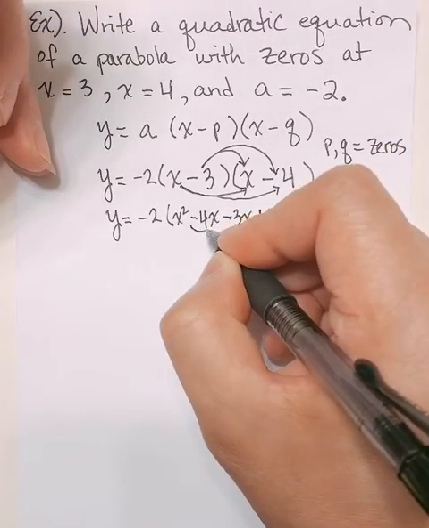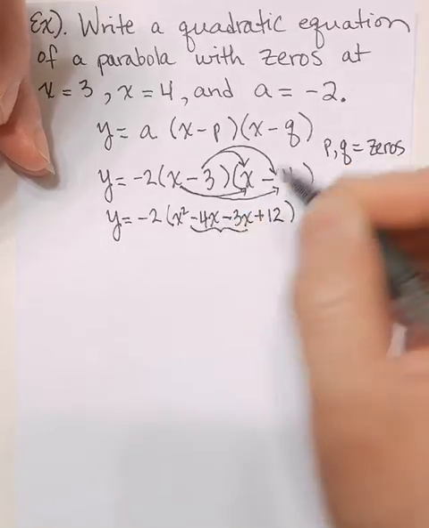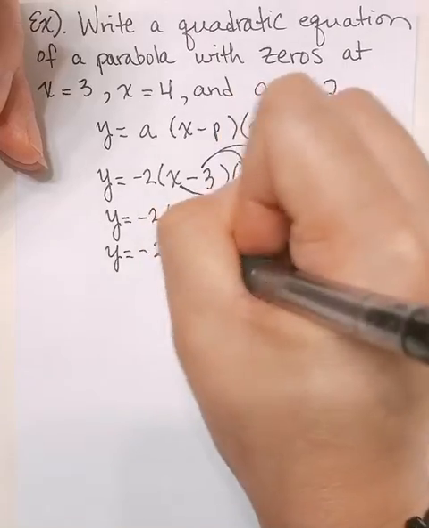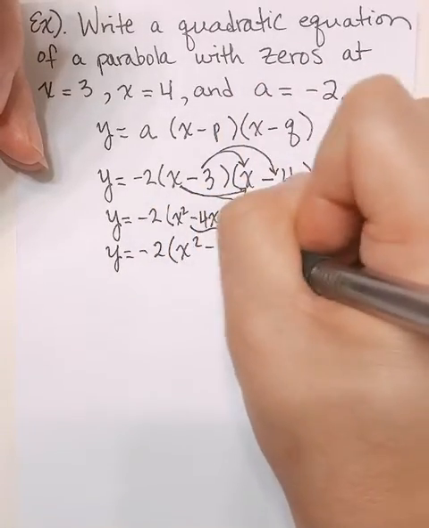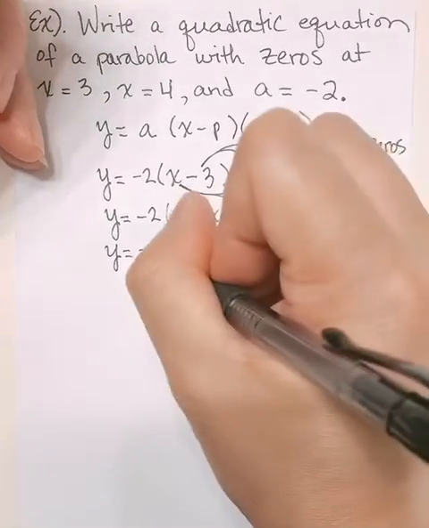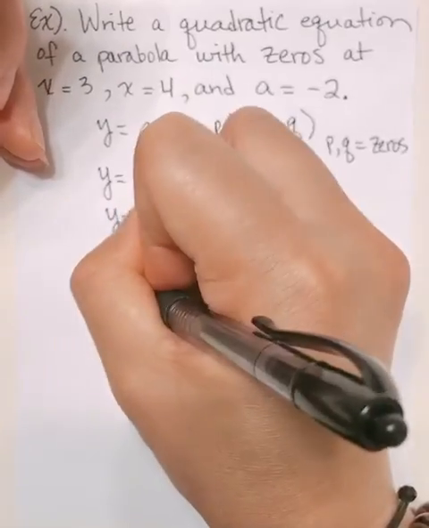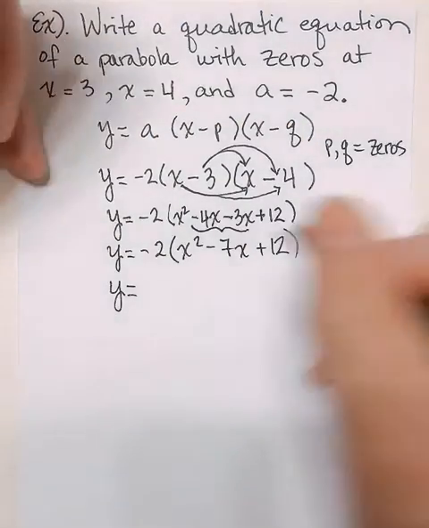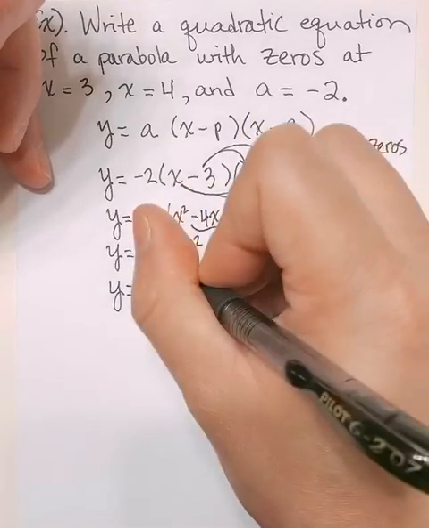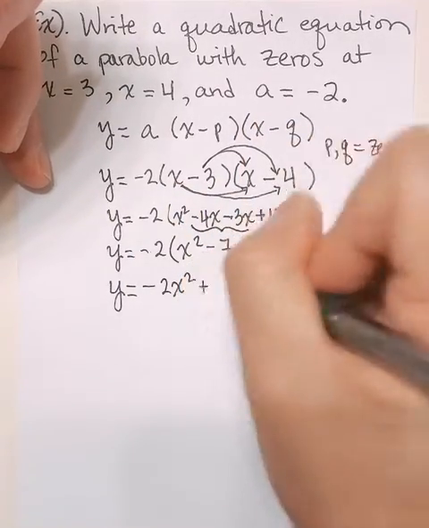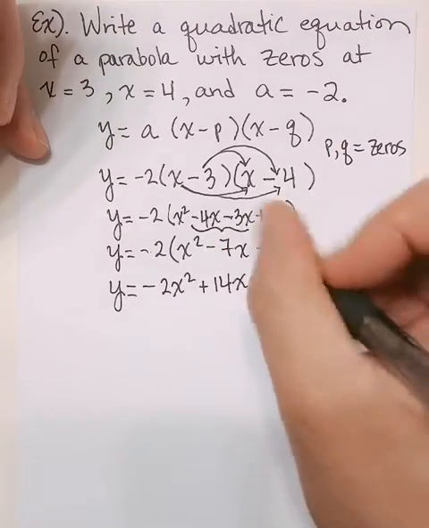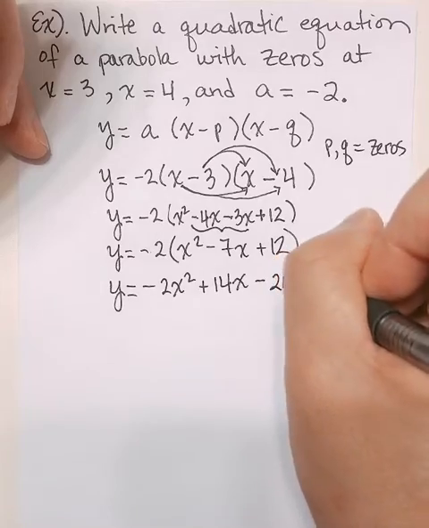Now I'm almost done. I can combine like terms right here and make this a little bit more simplified. So I'm going to simplify the inside: -2 times x squared minus 7x plus 12. And then one last step is to multiply the -2 through everything. So I'm going to distribute the -2 through, so it'll be -2x squared. Negative times negative, so -2 times -7 would give me a positive 14x. And then -2 times 12 would give me -24. And there you have it.